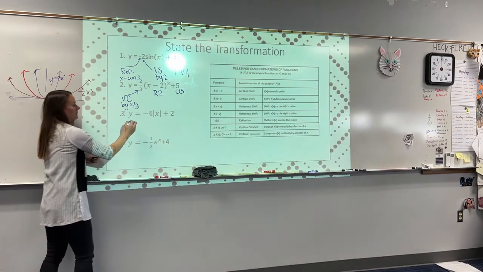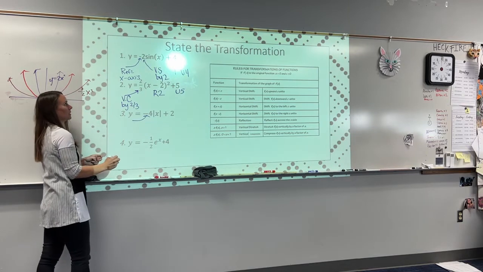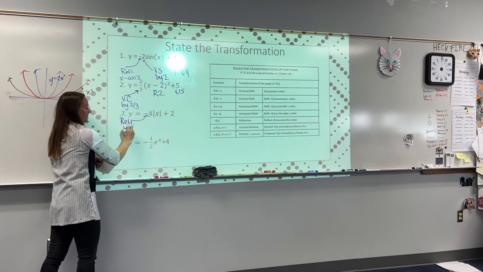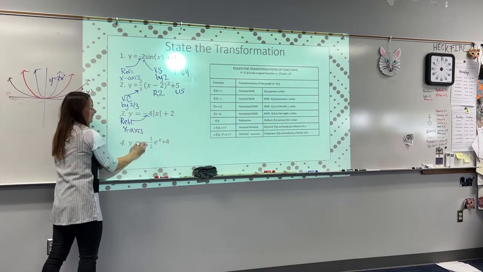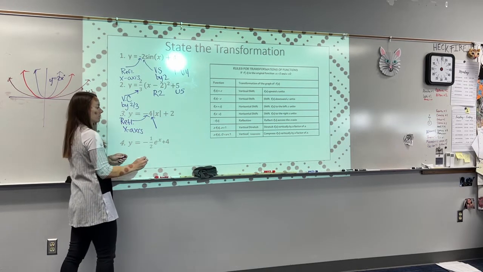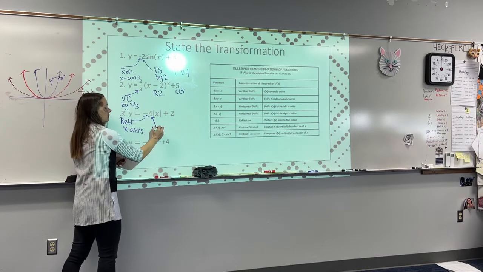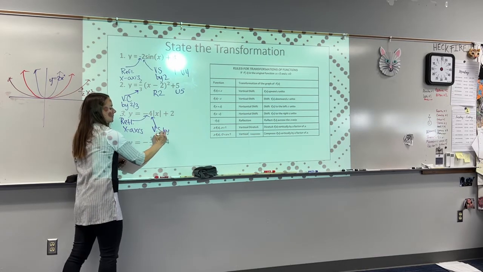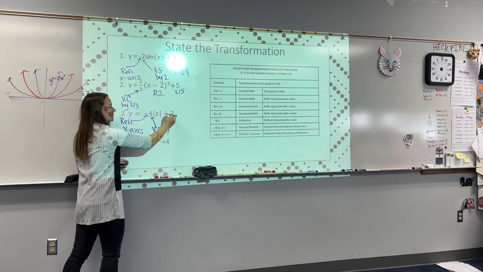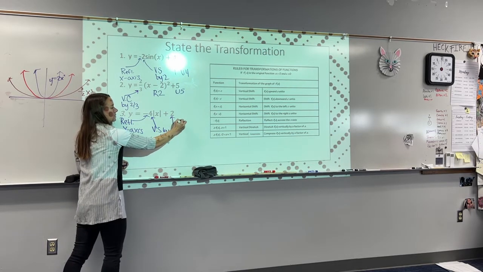Okay, this negative means it's going to be reflected over the x-axis. Okay, the 4. Vertical stretch or compression with the 4? Vertical stretch by 4. It means this graph is pretty narrow. And then this right here means it is up 2.